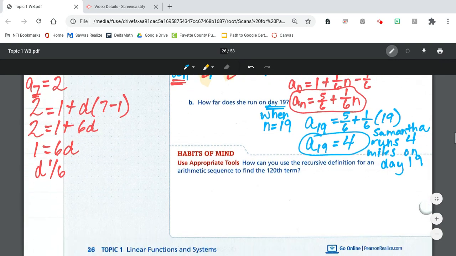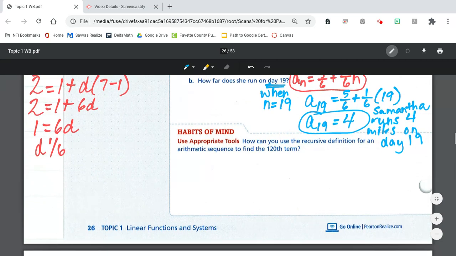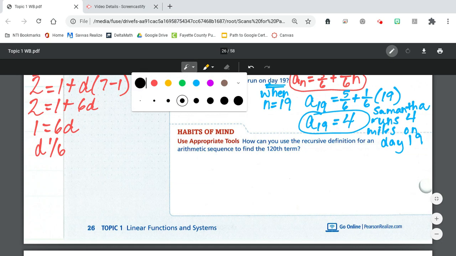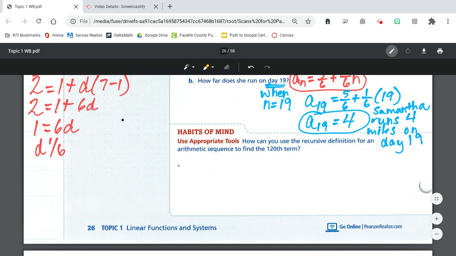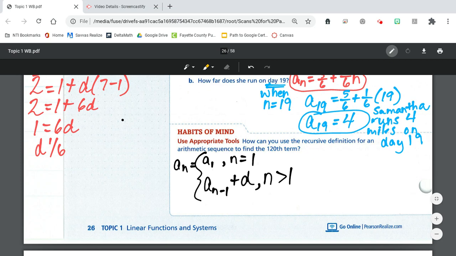Then let's see, habits of mind. How can you use the recursive definition for an arithmetic sequence to find the 120th term? So just a reminder, here's the recursive definition. A sub n equals a1 if n equals 1. And then it will take the previous term and add it to the common difference for any other term after that. So if I want to find the 120th term, then that means that n would be 120. So I would use the second line of the piecewise function.